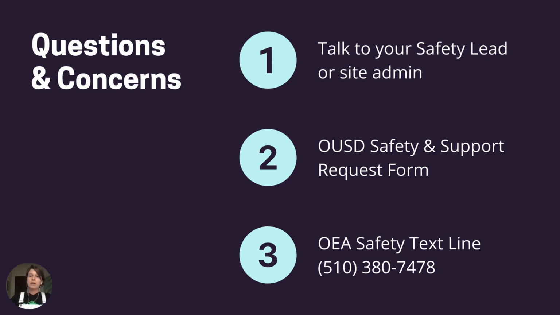And if you have an issue that is urgent, or if you have an unresolved issue that you've been trying to solve for some time, you can text the OEA safety hotline at 510-380-7478. Thank you so much for everything you're doing to make sure our schools are safe.